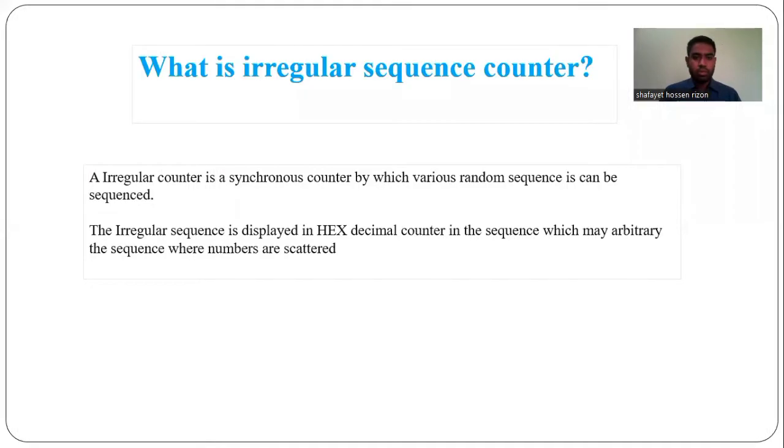Now we talk about irregular sequence counter. Irregular counter is a synchronous counter by which various random sequences can be sequenced.